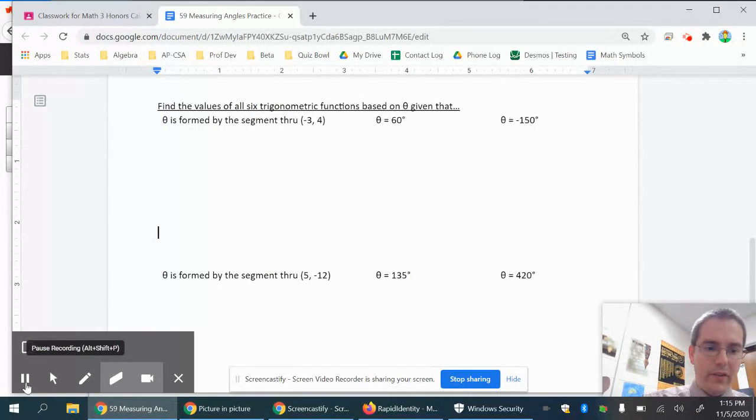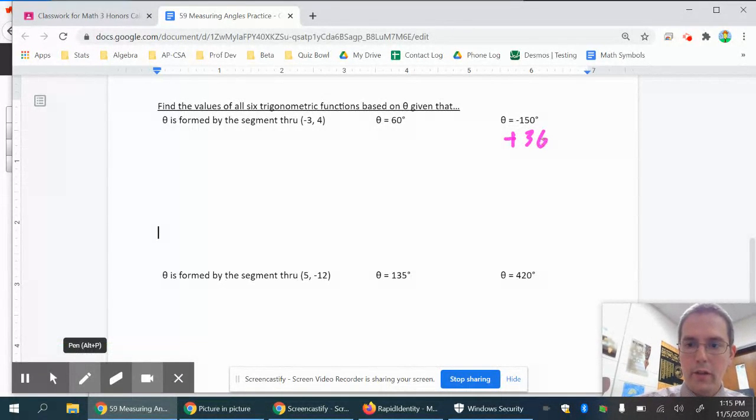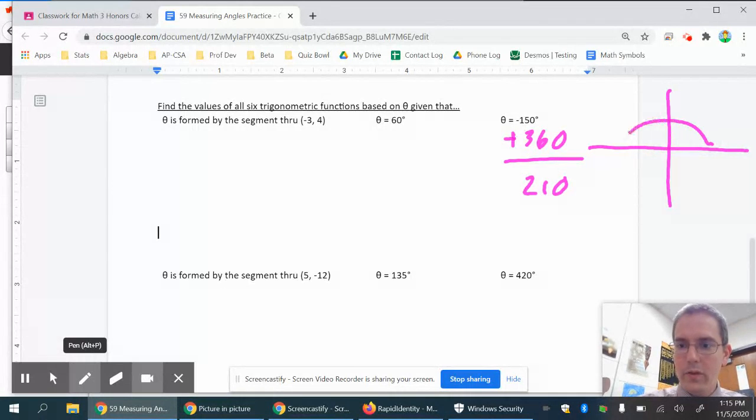Okay, this next one, I don't like the fact that it's got a negative 150, so I'm going to start by getting a coterminal angle by adding 360, and that's going to give me a value of 210. That makes it easy to identify that I'm in this quadrant, quadrant 3, which is important to note. And my reference angle is actually 30 degrees. So this is another 30, 60, 90 triangle.